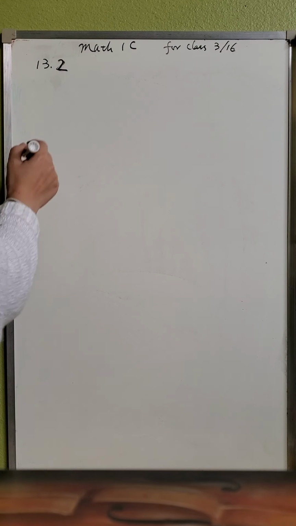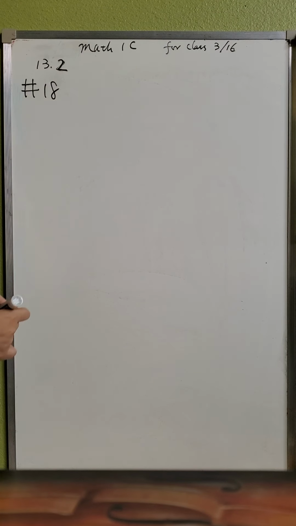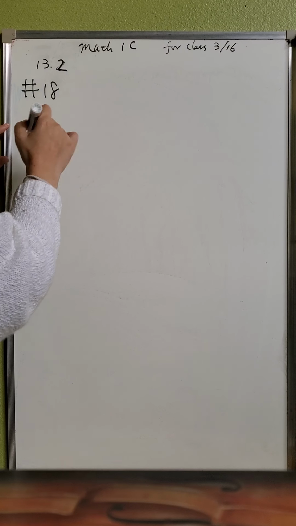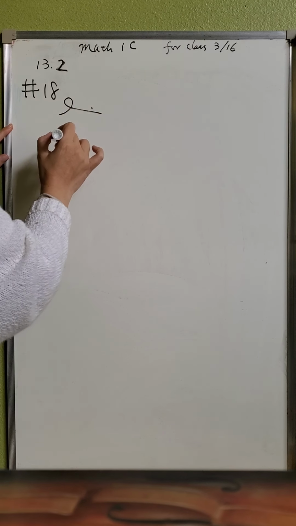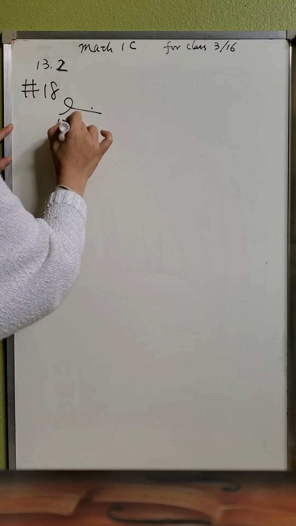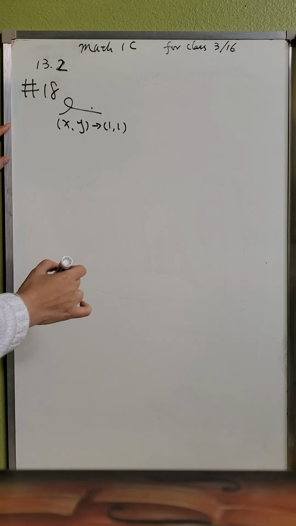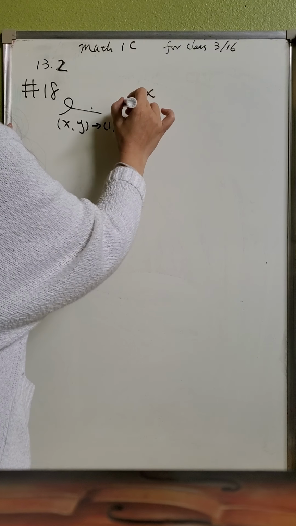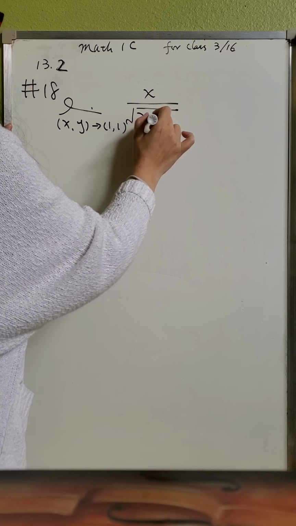So for instance, let's look at point number 18. We want to discuss the continuity and find the limit for this function. Okay, the limit when x and y are approaching 1 and 1. And we want to know what is the limit equal to this, x plus y.